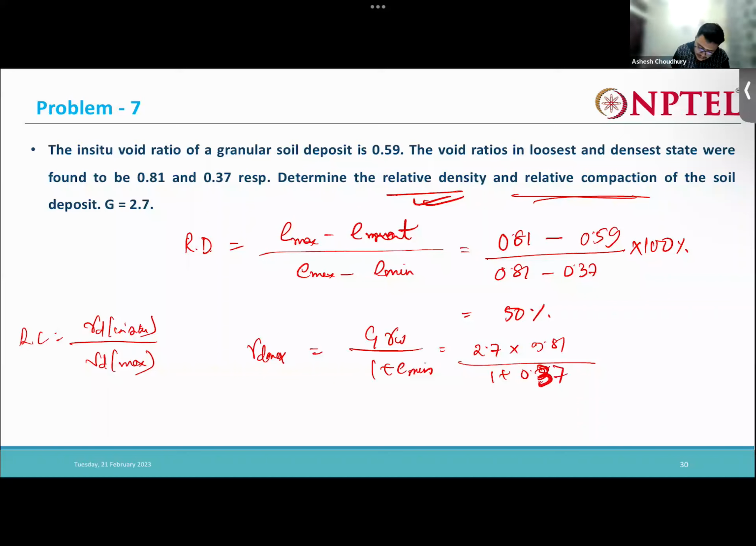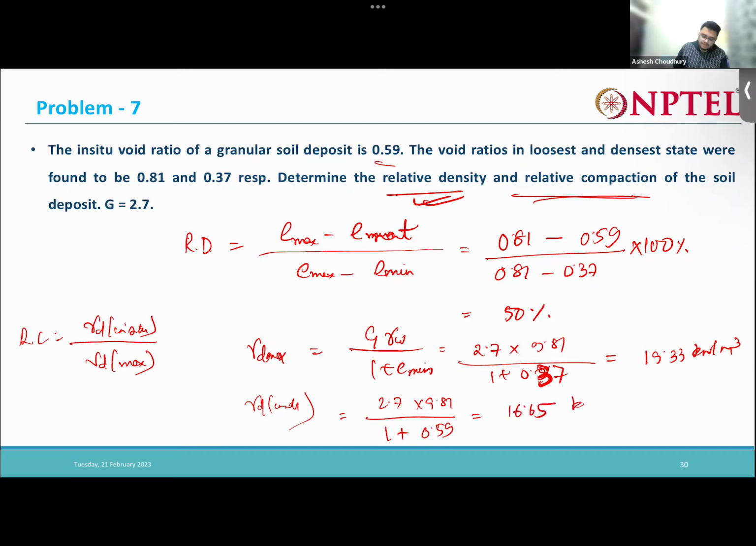This is 0.37 by 19.33. And what is my gamma d in situ? 0.59 is given, so 2.7 into 9.81 by 1 plus 0.59. We get it as 16.65. So what is my relative compaction? Gamma d in situ is 16.65 by the maximum 19.33, into 100%. We will get 86.13%.